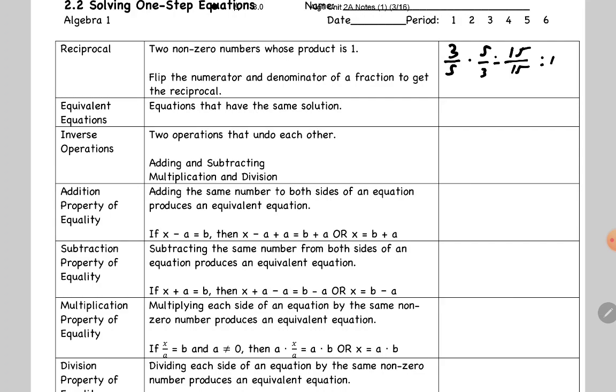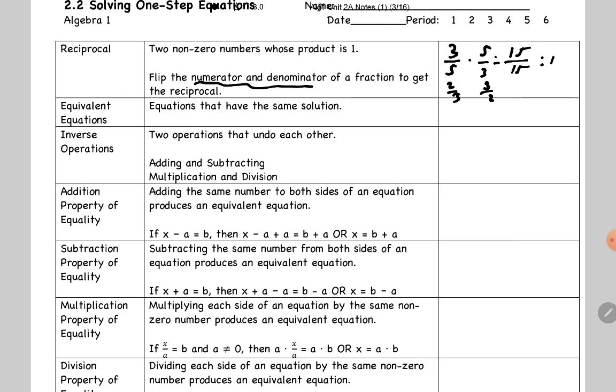So basically, if you have a number, you just flip the numerator and denominator to get the reciprocal. So if I have 2/3, I just flip it, and my reciprocal is 3/2. Equivalent equations are equations that have the same solution. That means like x equals 5, and it works for both those equations.